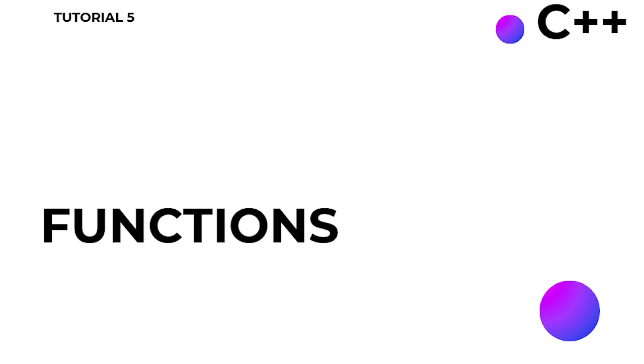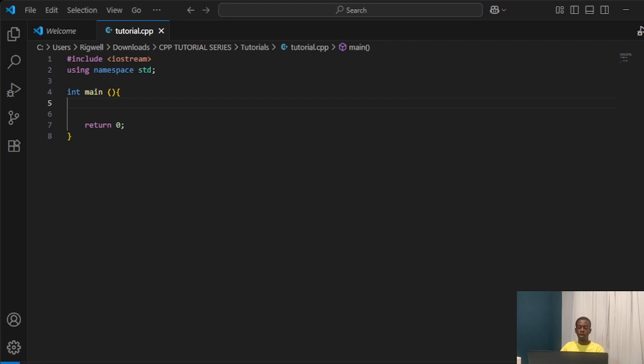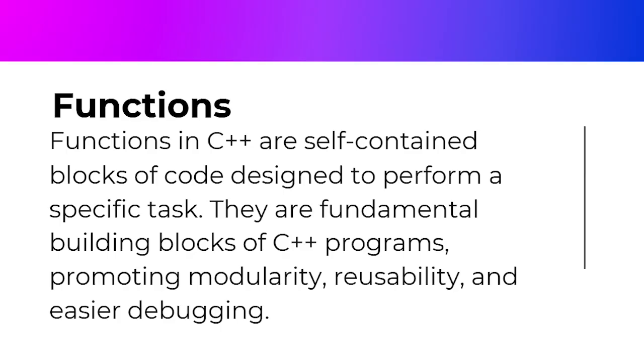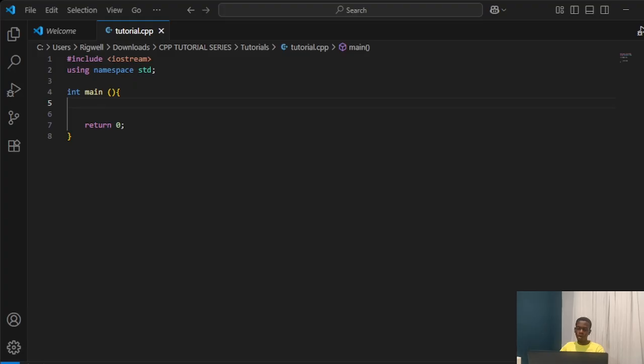Let's do this. Okay, so now we are on our IDE, but before we start anything, at least you have to know what functions are. So what are functions? Functions in C++ are self-contained blocks of code designed to perform a specific task. They are fundamental building blocks of a C++ program, as I said earlier, promoting modularity, reusability, and easier debugging. Yes. So now, why do we use functions?